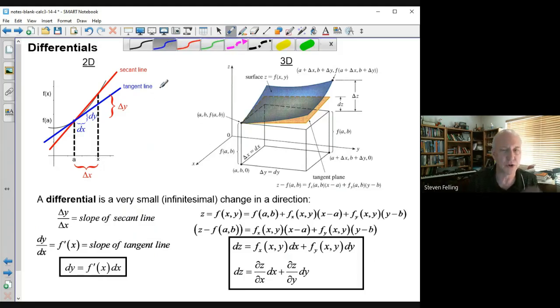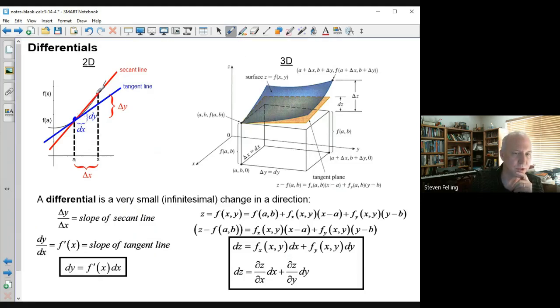A differential is a small change, an infinitesimally small change in a direction. So in 2D, we said if you have a function curve and you wanted to evaluate it, you could define a couple points on the function like a and x or x plus h, whatever you want to call it. And if you plot 2 points on the line that are separated by a decent physical distance called delta x and delta y, then they form a secant line, and the slope of that is delta y over delta x.